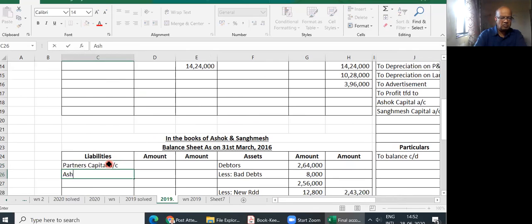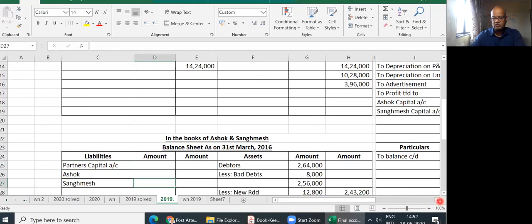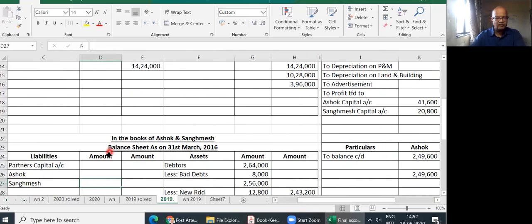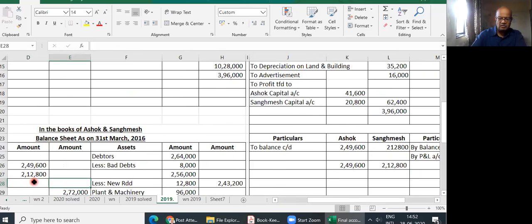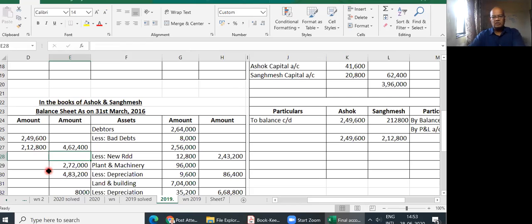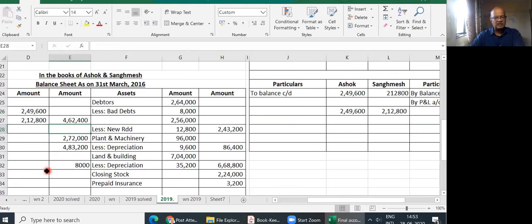Ashok and Snesh. How much was Ashok? Let us see. 2,49,600. The other one is 2,12,800. So both the items we add and write in the outer column: 4,60,000. Now we are done with all the things.